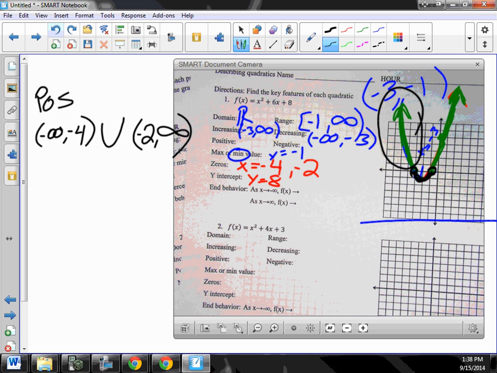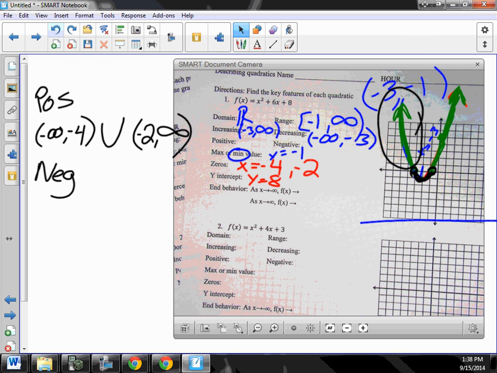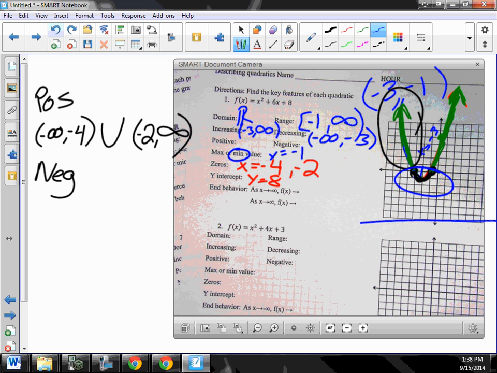Any questions there? Okay. Well, negative is pretty simple. Remember, it's this piece down here. Where does that graph become negative? After negative 4. How long does it remain negative? Till negative 2.